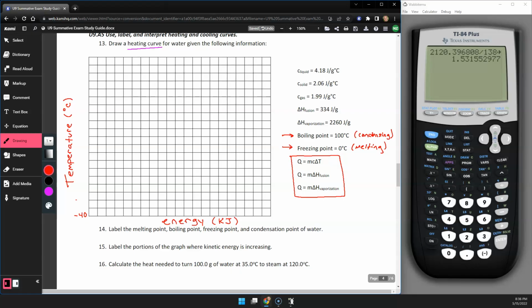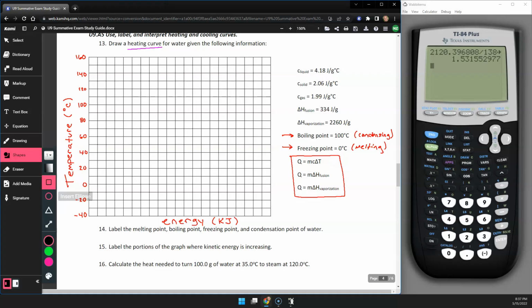So that would be negative 30. This is going to be negative 20, negative 10. This will be 0, 10, 20, 30, 40, 50, 60, 70, 80, 90, 100, 110, 120, 130, 140, 150, 160. Okay. You can label every one. I prefer to skip just so it doesn't get too crowded on my axis. Okay, so next, let's add in some lines here.